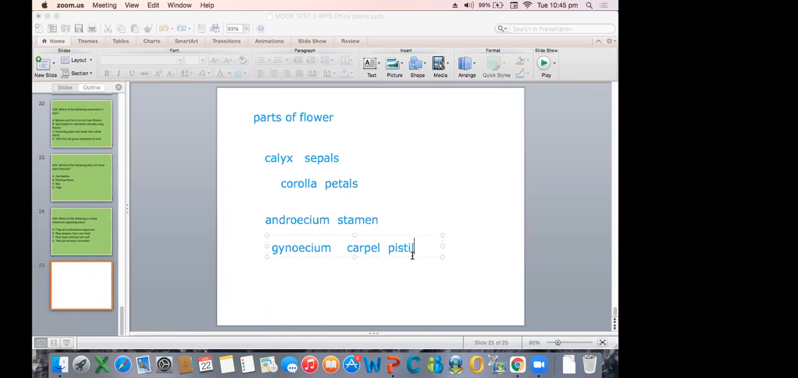So with this, I hope the structure of the flower is clear to all of you. You should be able to answer all the questions related to the structure of the flower. Any doubts you have in this? Great.